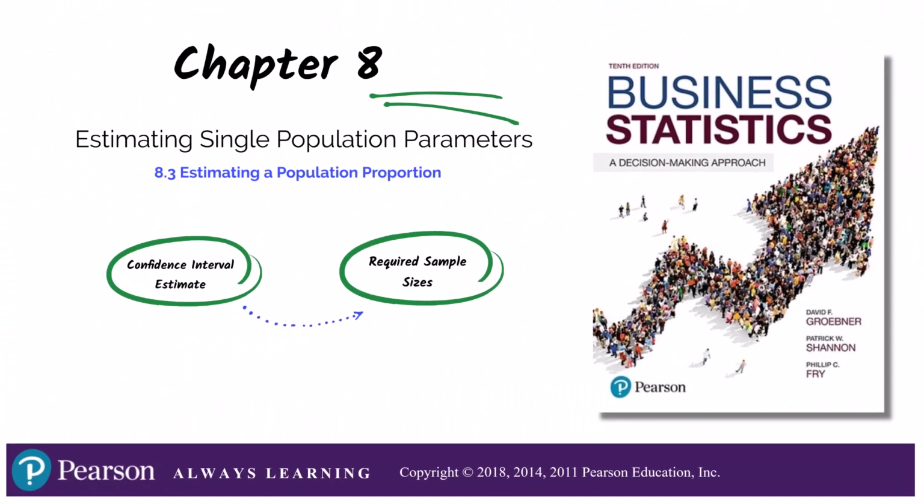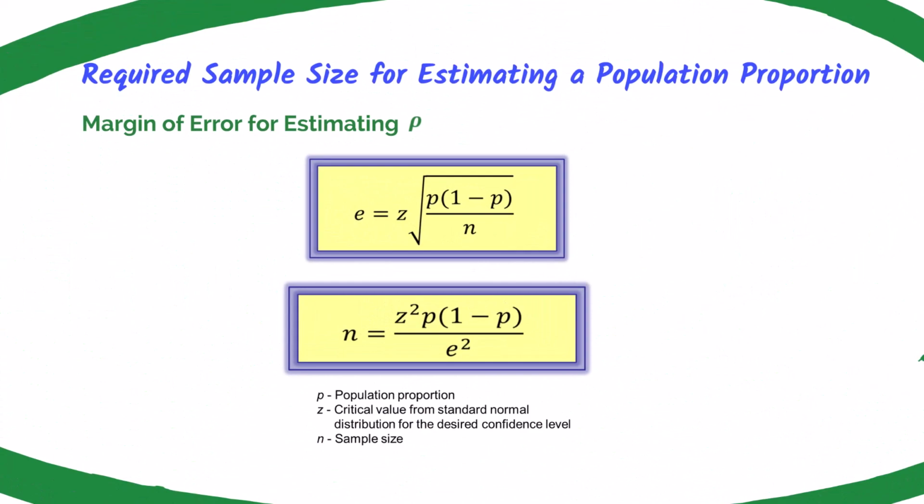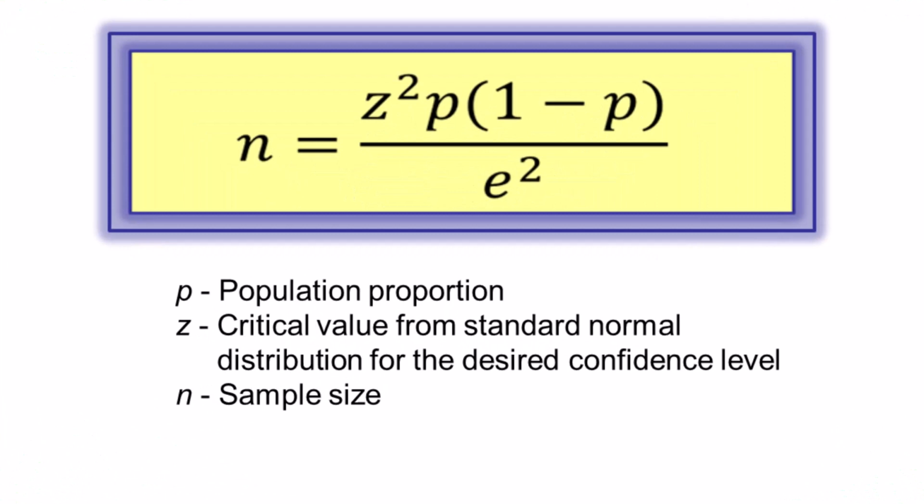Okay, let's wrap this up and learn how to calculate the required sample size to estimate a population proportion. So in the top box, we have the margin of error formula again. And then here is the formula for calculating the required sample size when we are estimating a population proportion.